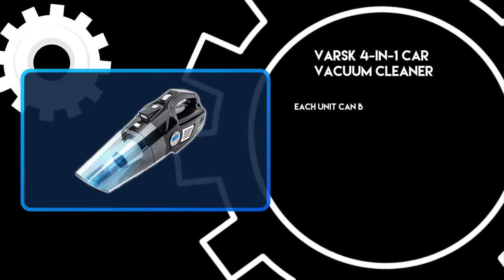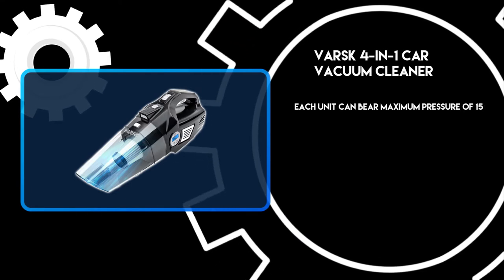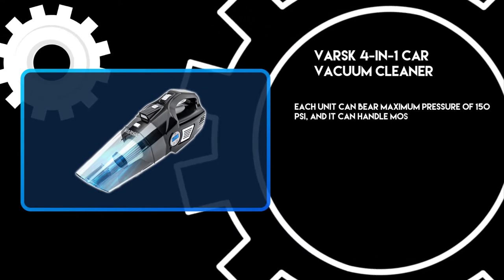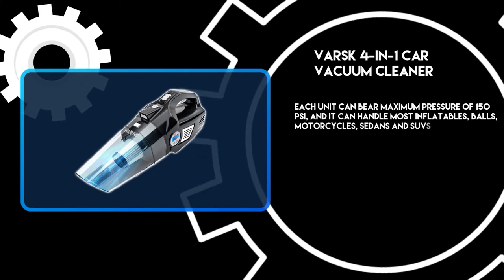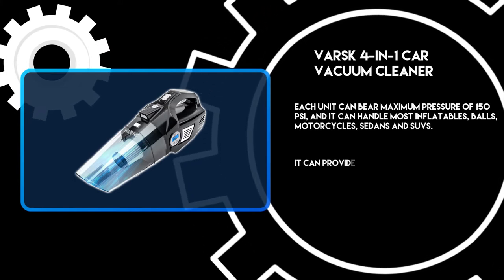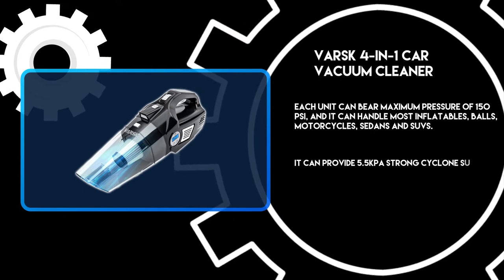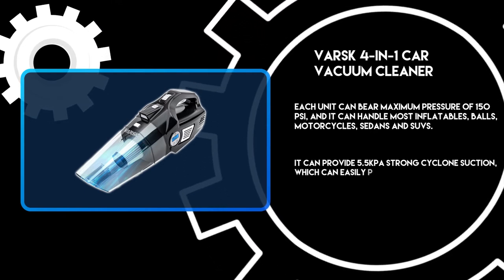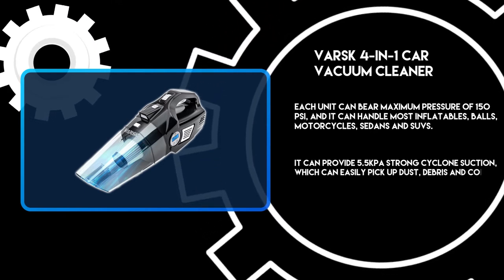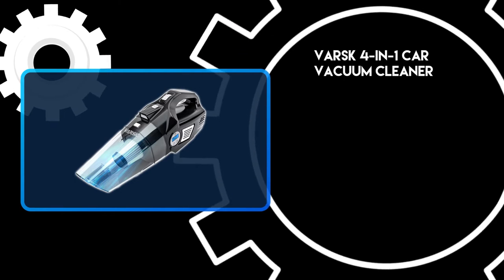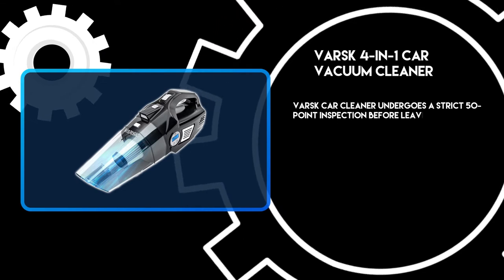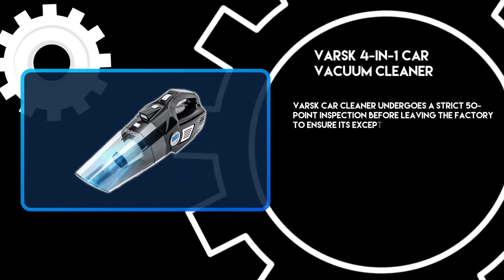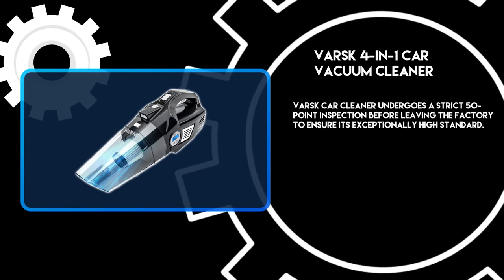Each unit can bear a maximum pressure of 150 psi, and it can handle most inflatables, balls, motorcycles, sedans and SUVs. It can provide 5.5 kilopascal strong cyclone suction, which can easily pick up dust, debris and coins. VARSK car cleaner undergoes a strict 50-point inspection before leaving the factory to ensure its exceptionally high standard.